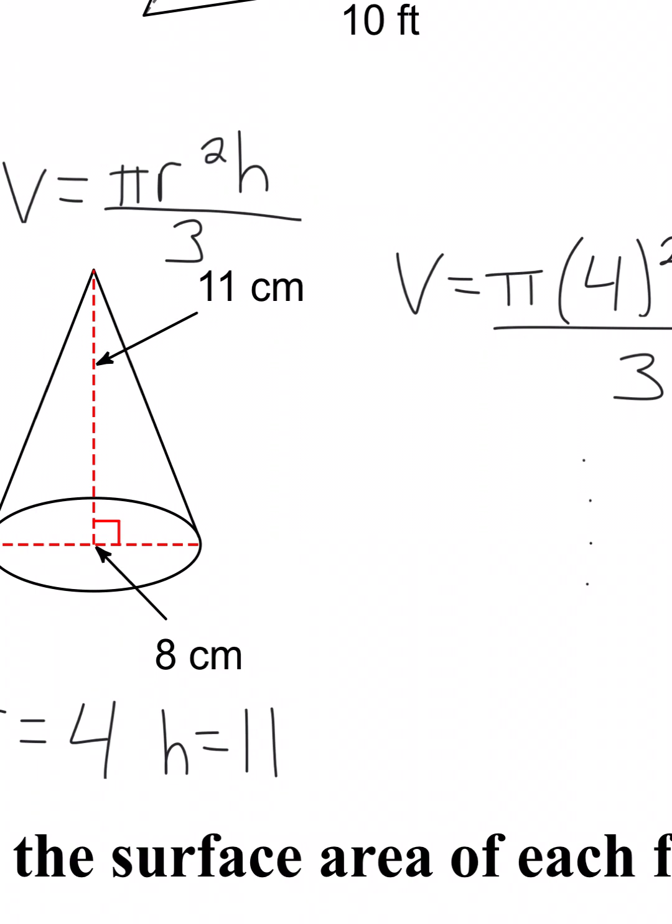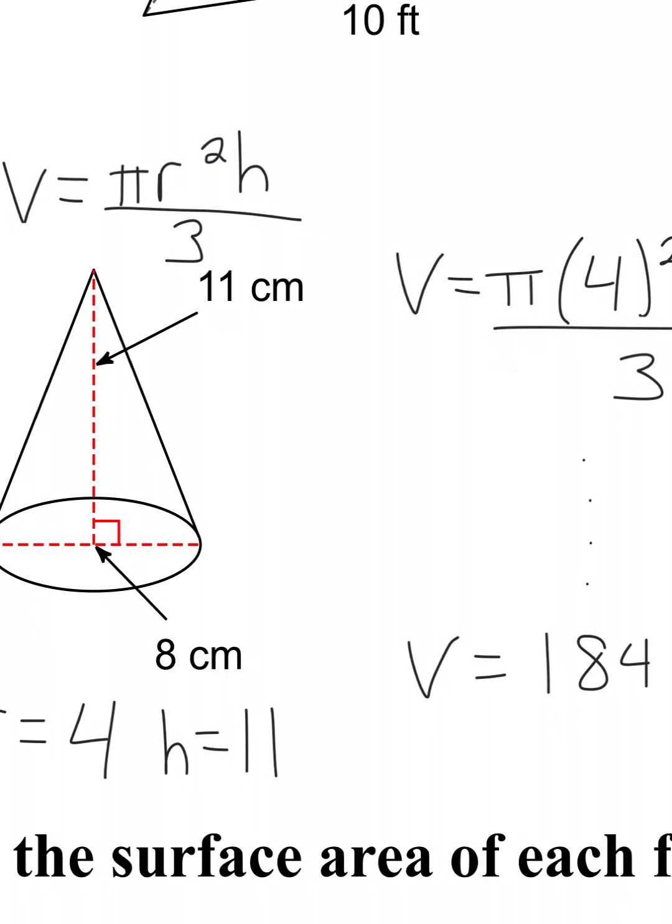Again, I'm not going to walk through the process. We've had a lot of practice. What did you guys get for your final answer? 184.7 cubed. Centimeters cubed. Okay. Nice job. Any questions before we move on to our last section of spheres?